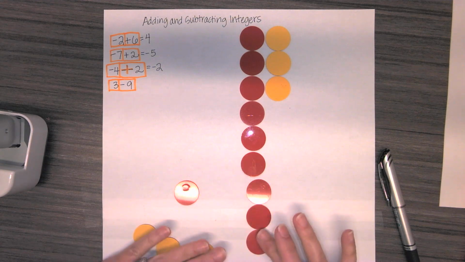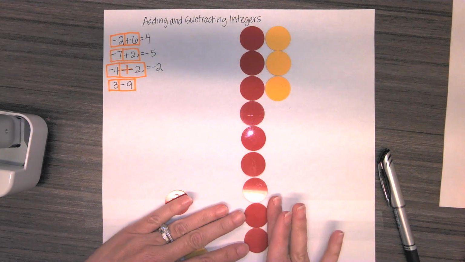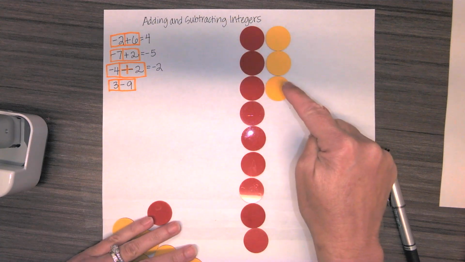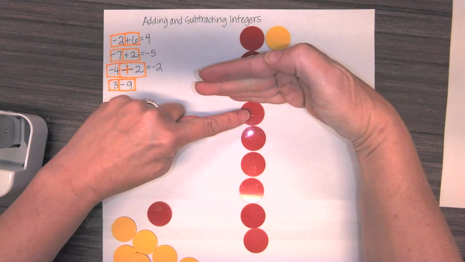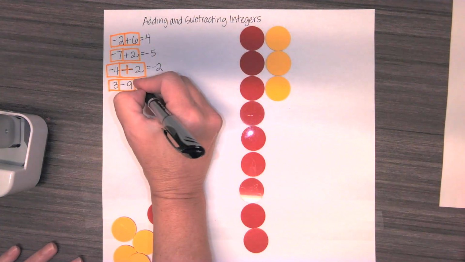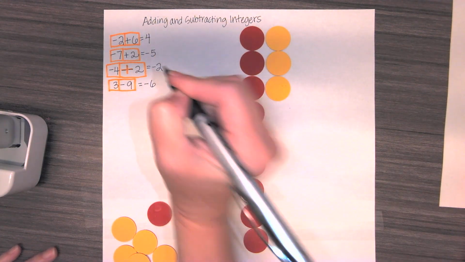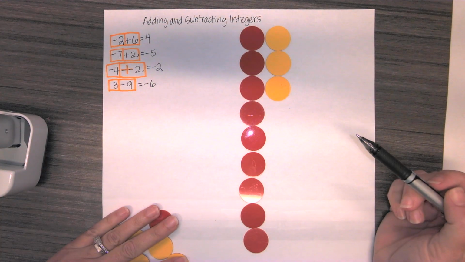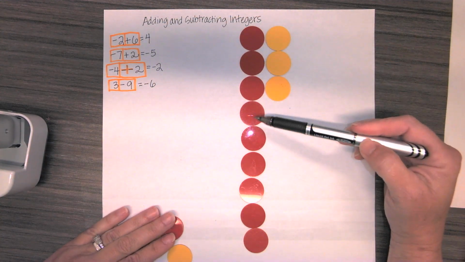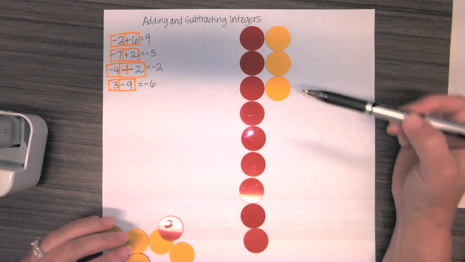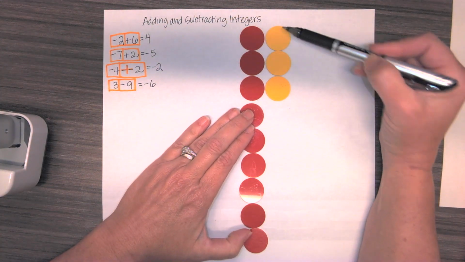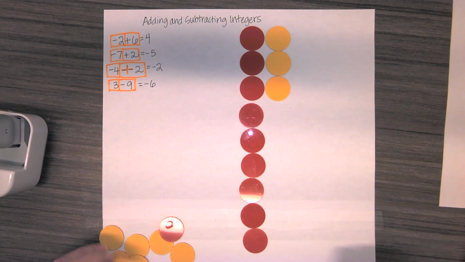I'll move some of these. All right, I believe that's 9. Okay, these pairs are going to zero out, and so what we're going to have left is 6 reds. That means our answer is -6. Okay, so a +3 and a -9 makes -6. +3, these 3 negatives, zero those out, and we're left with 6 negatives.